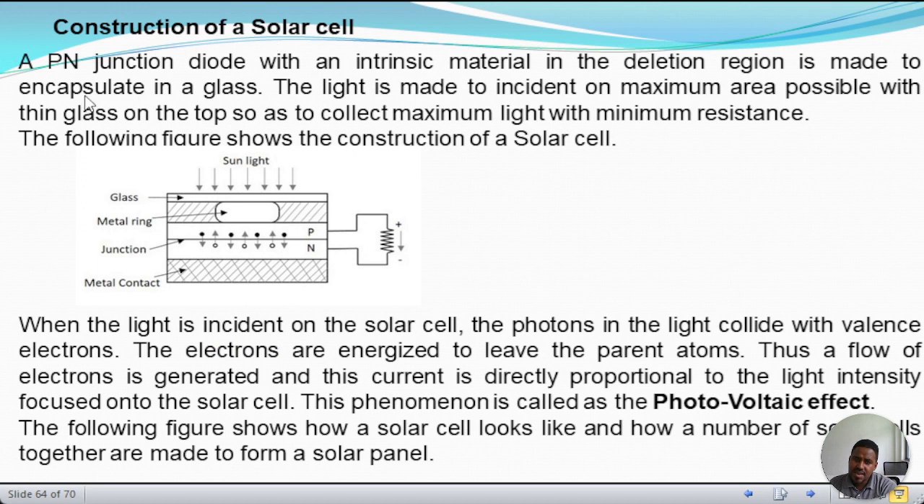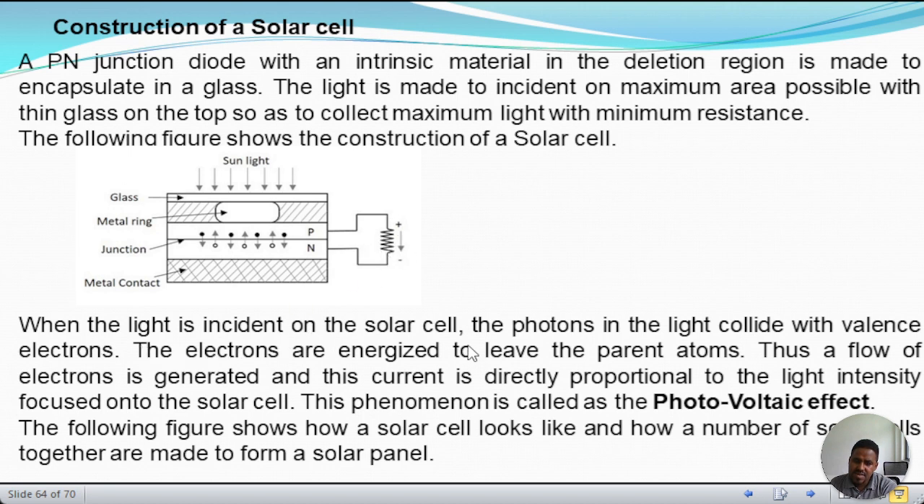The construction of a solar cell: a p-n junction diode with an intrinsic material in the depletion region is made to encapsulate in a glass. The light is made to be incident on the maximum area possible with thin glass on the top, so as to collect maximum light with minimum resistance. The following figure shows the construction of a solar cell. So sunlight, glass, metal ring, junction, and metal contacts. So this is the output of this.